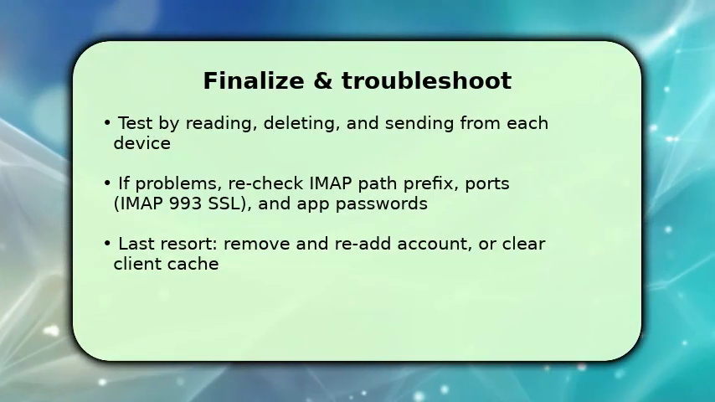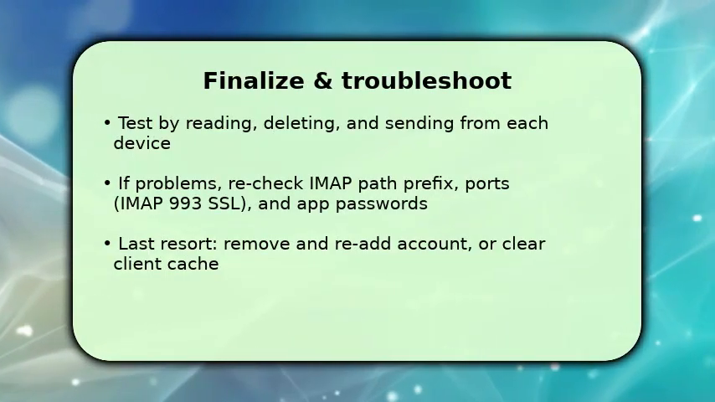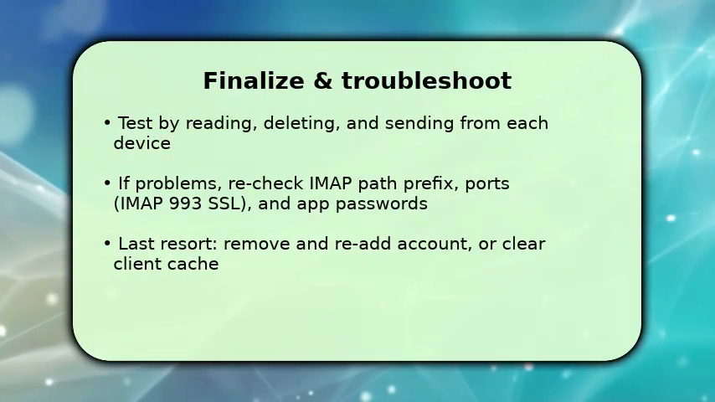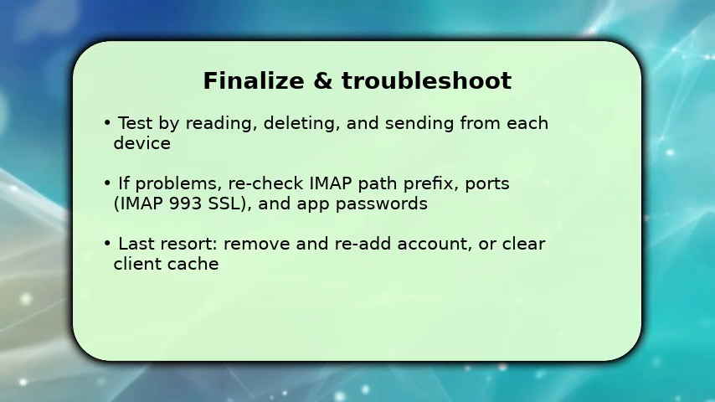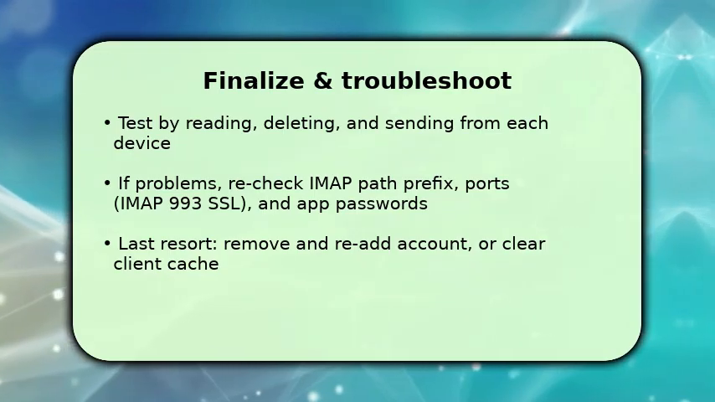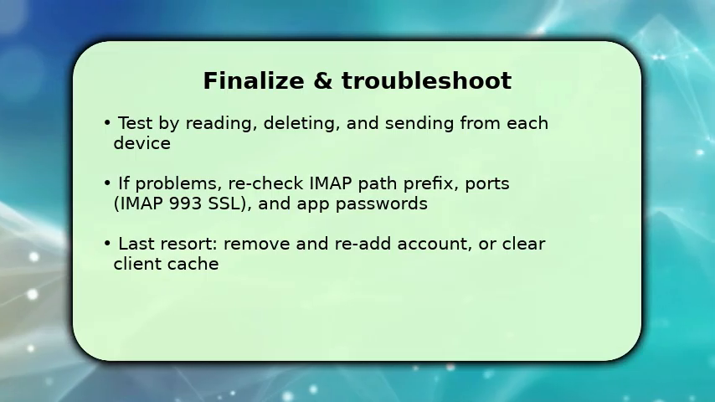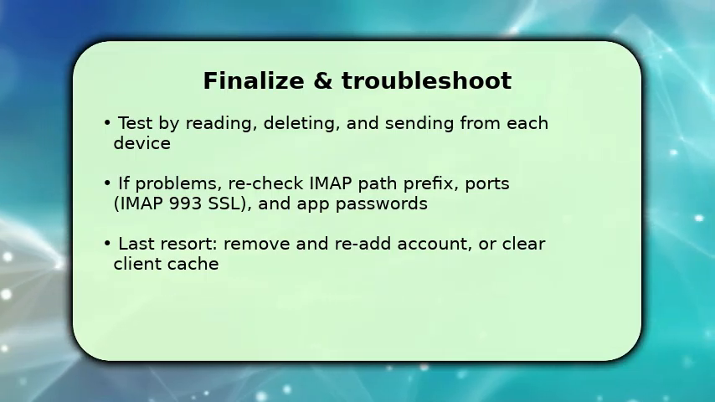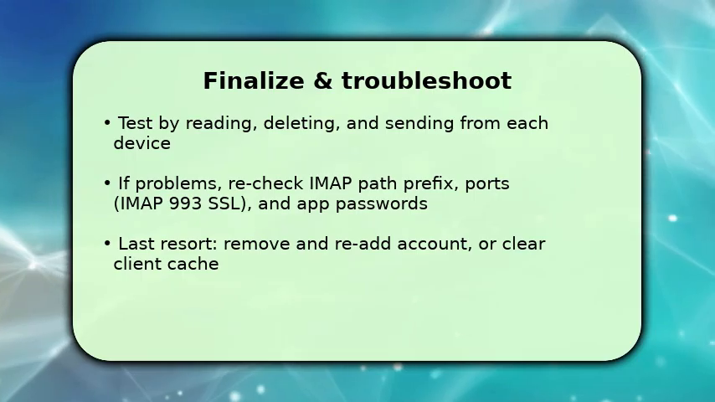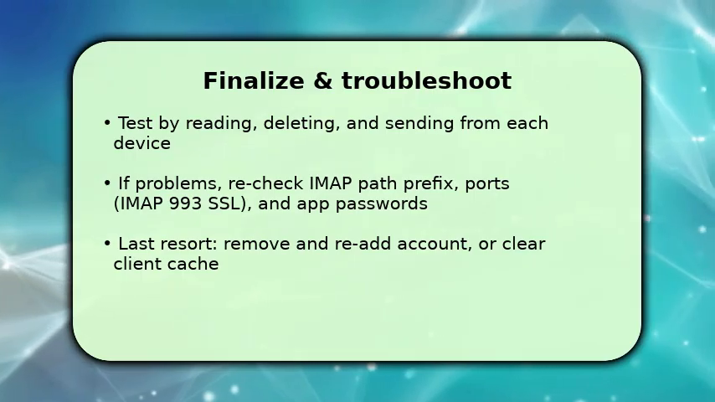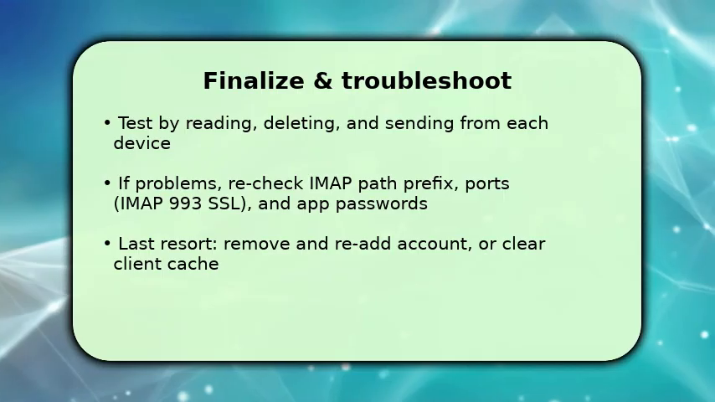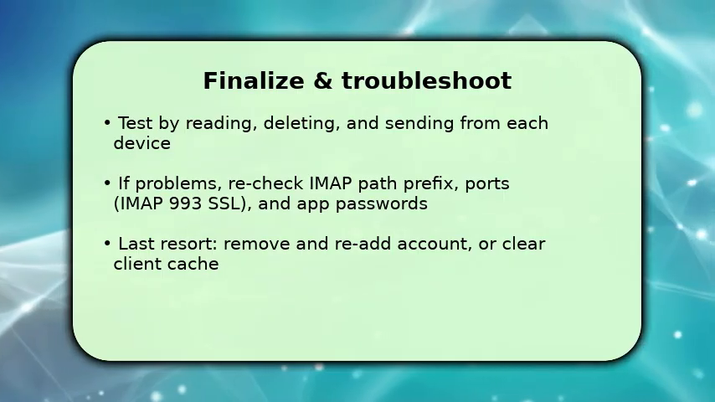To finish, run tests. Read, delete, move, and send messages from each device and confirm changes show up everywhere. If something fails, make sure the IMAP path prefix is correct, ports and security match, IMAP 993 with SSL, SMTP 465/587 with TLS, and any app-specific password is in use.